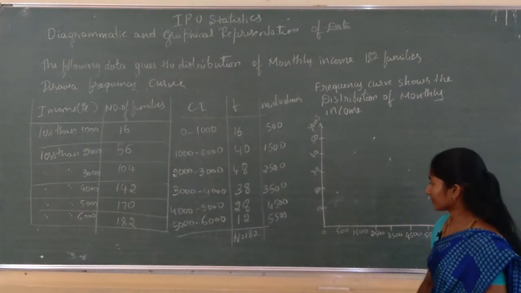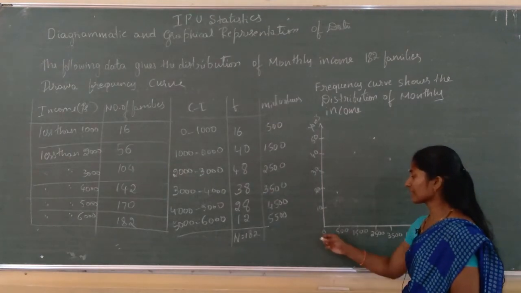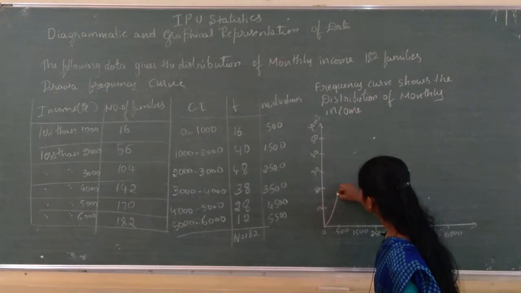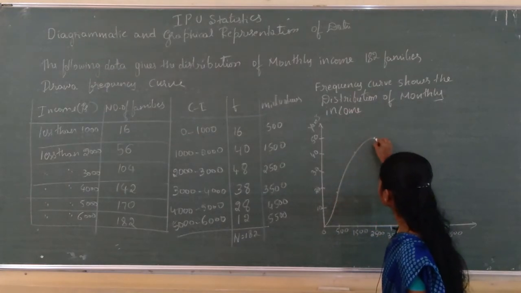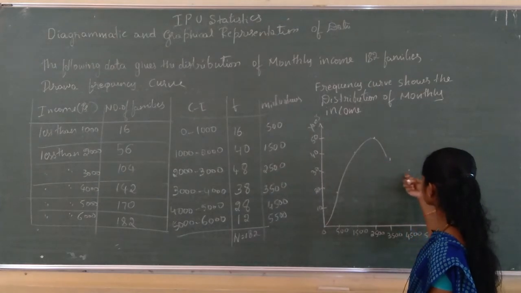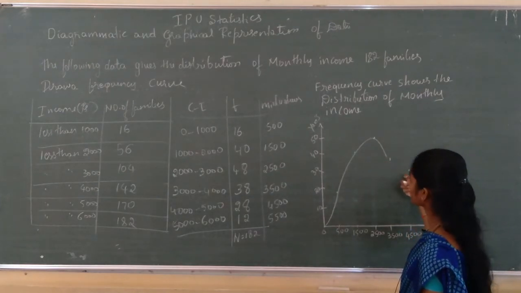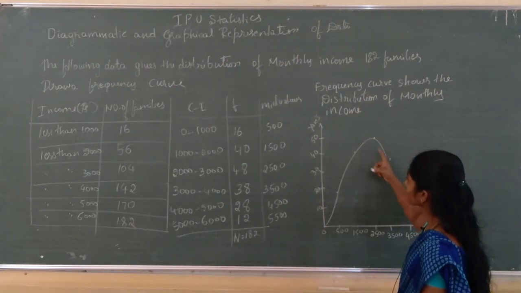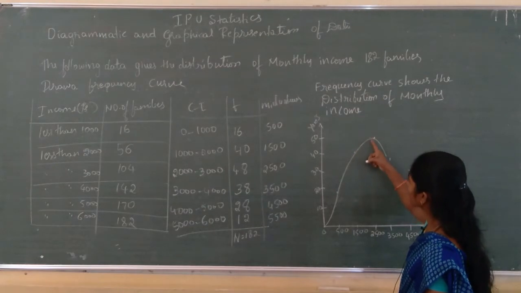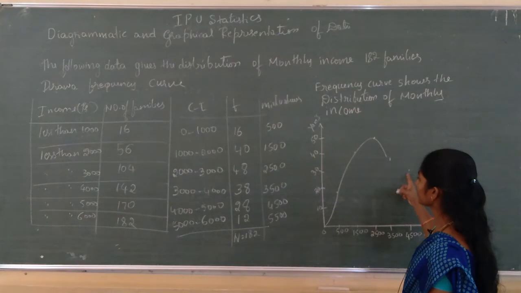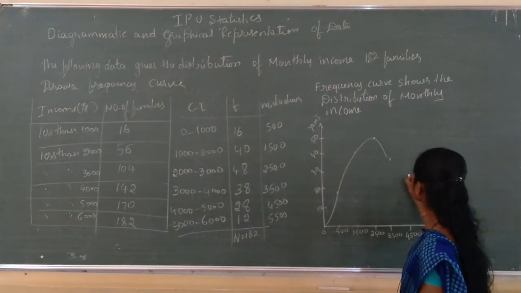Now from where should you join? Start from 0 only, like this way. 38, this one, 48. Okay, this is 40, 48, 38, 28, 28 here.